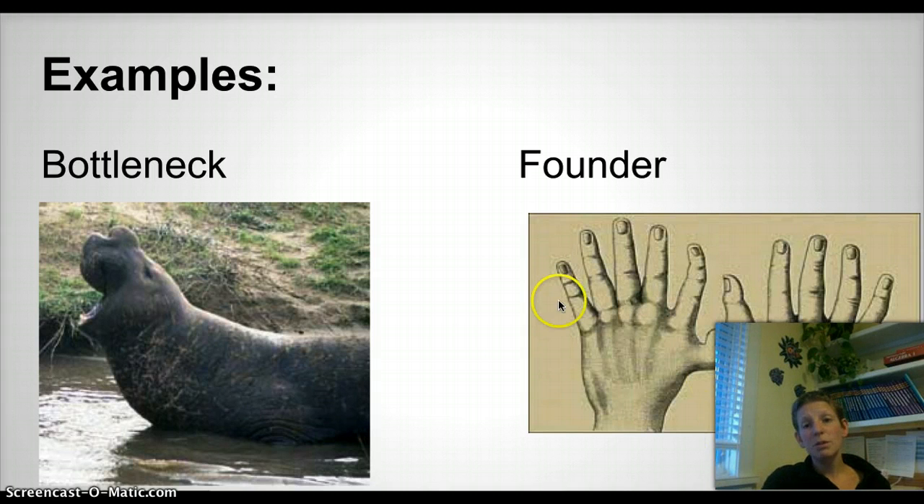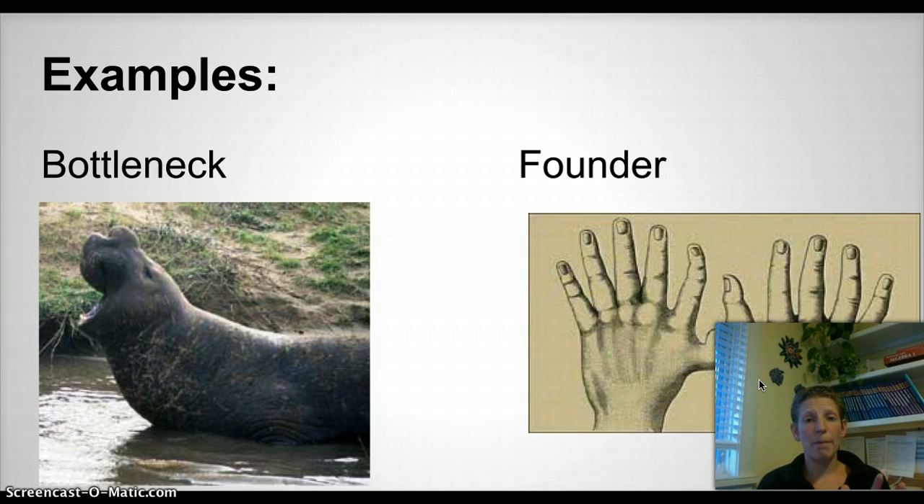And then the example of the founder effect that we looked at was when a small group of people moved to Pennsylvania, an Amish settlement, and they isolated themselves in this little region and only mated or only had children amongst themselves. And there was this random disease that led to often having an extra digit.